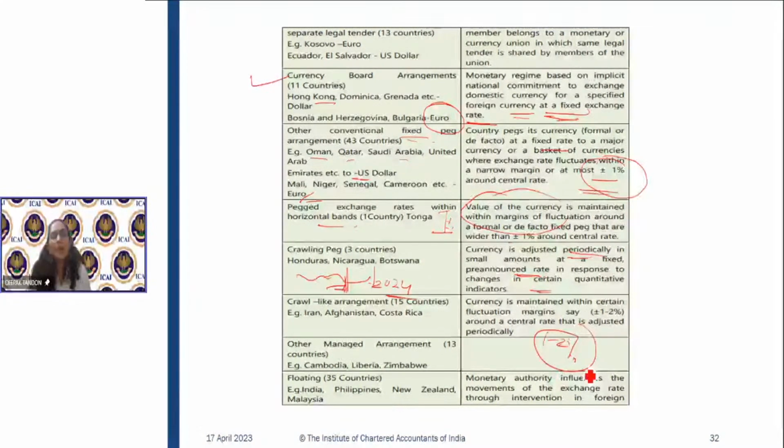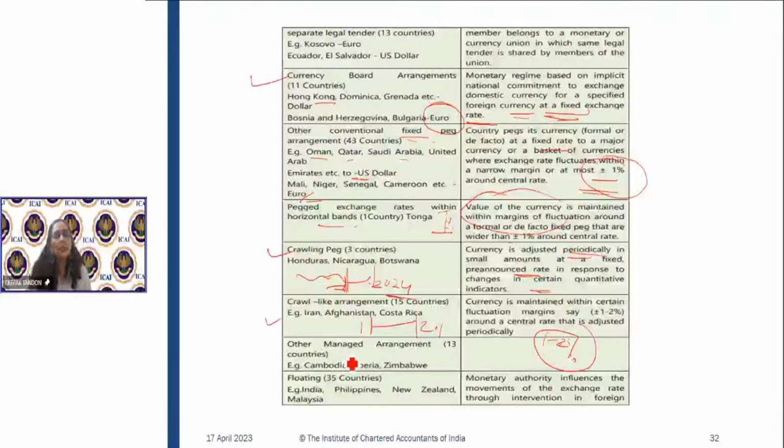So when you fix the margin here in terms of variation, that means you're keeping some scope, no? That range can go up to 1%, it can go down to 1%, within the range of 1 to 2%. So that's crawl-like arrangement. It is crawl-like, but here you have fixed the range and you will monitor it in a periodical manner. Okay, so that is crawling.